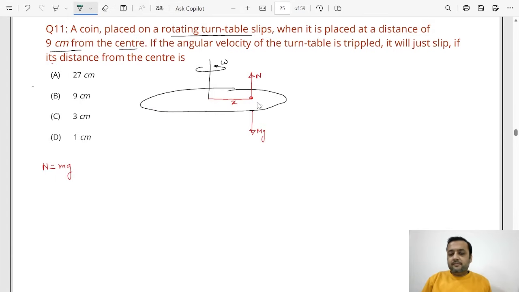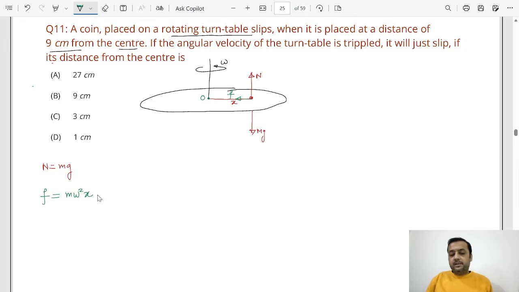Now you tell me which force is providing the required centripetal force for the coin to move in a circle, because you know that if the coin is moving in a circle, then it is definitely being acted upon by a force. So naturally it can be friction only, because normal and mg cannot have any component in the horizontal direction. So friction is providing the required centripetal force, and we know that centripetal force can be written as m omega square into radius of circular motion, m omega square r. So basically this is the value of the friction force.